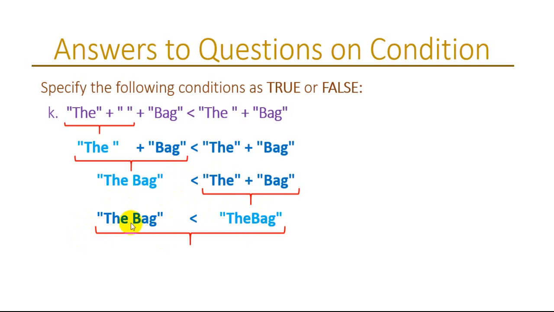So basically what is being compared now is the fourth character here with the fourth character here, because the first three characters are the same. The fourth character here is a space, the fourth character here is a capital B. And when you compare alphanumerics, what you are comparing is the ASCII value. So the ASCII value of space is 32, the ASCII value of B is 66. So 32 less than 66 is true. Therefore, this expression is considered true. That's how this becomes true.